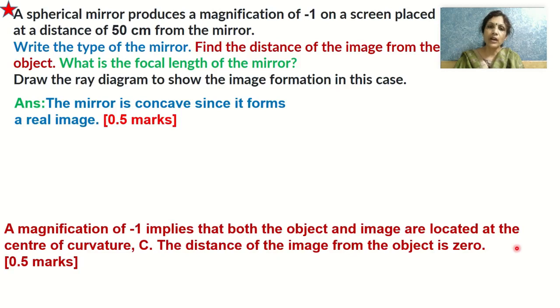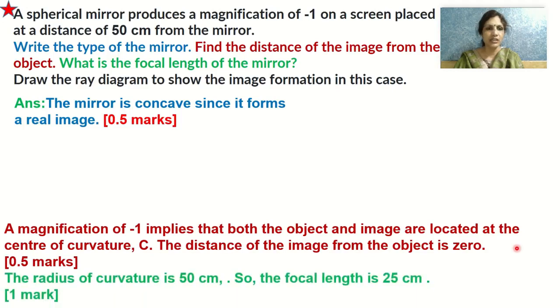Now we have to identify the focal length of the mirror also. Now radius of curvature is 50 centimeter and therefore the focal length will be 25 centimeter. Alright, because the object is placed at center of curvature.